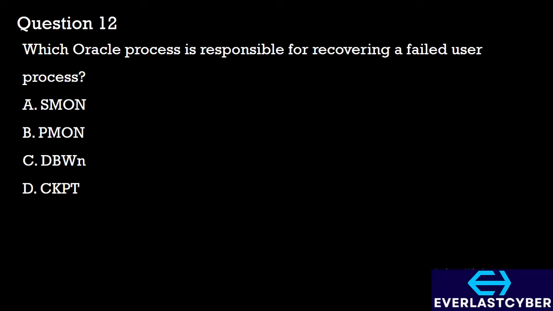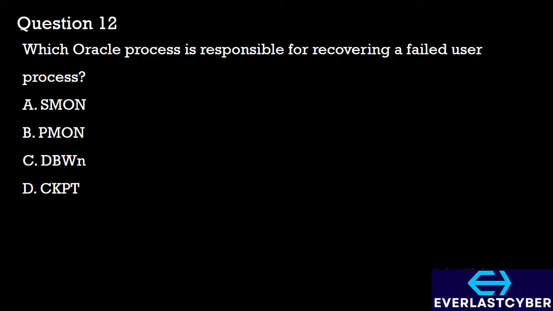The PMON, or process monitor, is responsible for cleaning up after a failed user process. So what it specifically does is that it cleans up the resources held by the failed processes, such as releasing memory and blocks. It rolls back any uncommitted transactions, and it notifies other processes about the failure. In option C, the database writer process is responsible for writing modified data blocks from the buffer cache to the data files, but it does not handle user process failures.